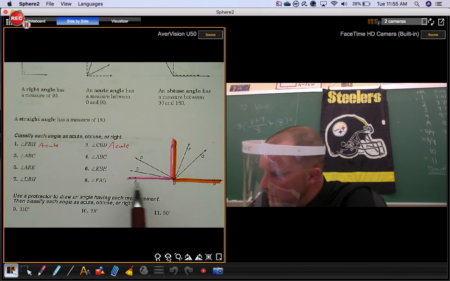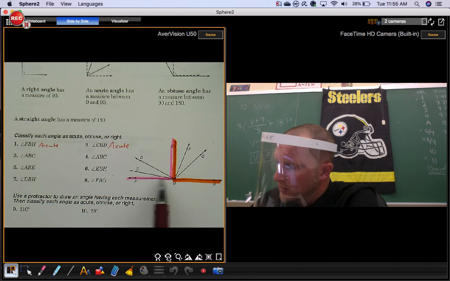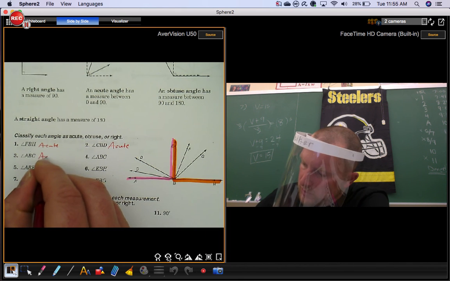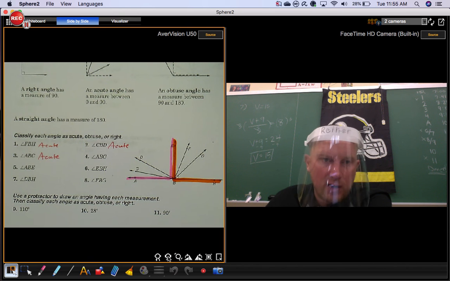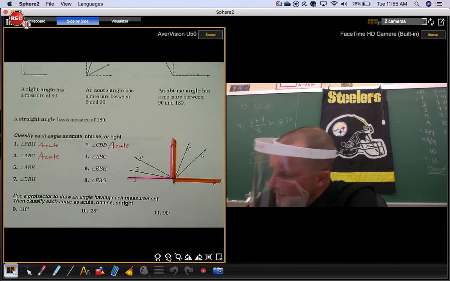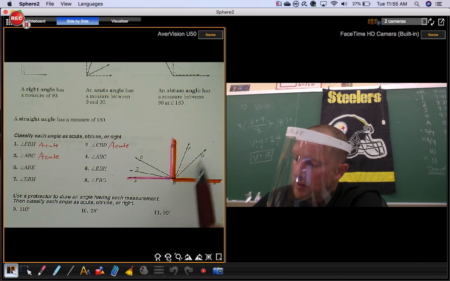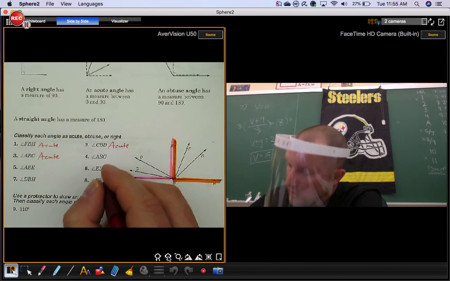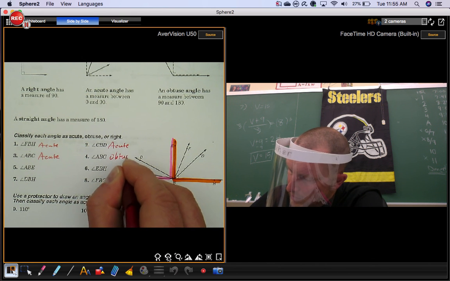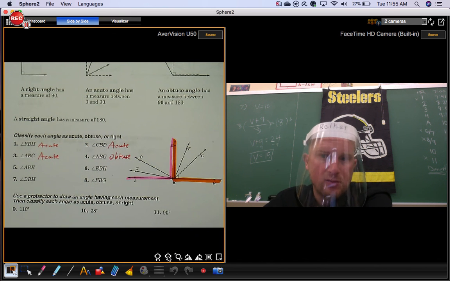Angle ABC is this little acute angle that lives inside of the pink right angle. Angle ABG does not live inside of the pink right angle. It runs alongside of it, but it is clearly bigger than that right angle. So its measure is larger than 90. It's obtuse.